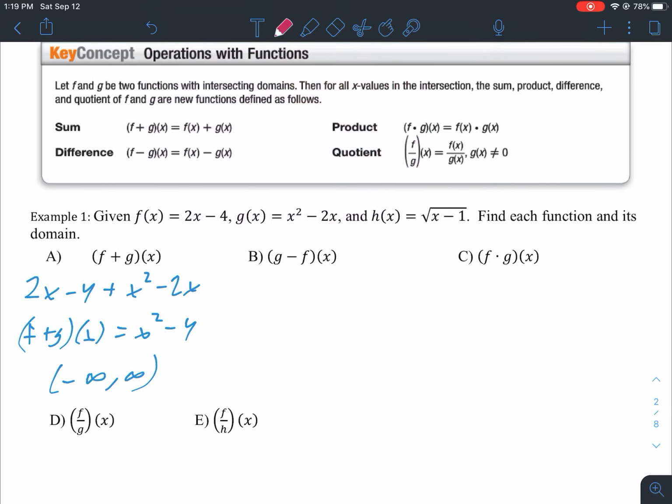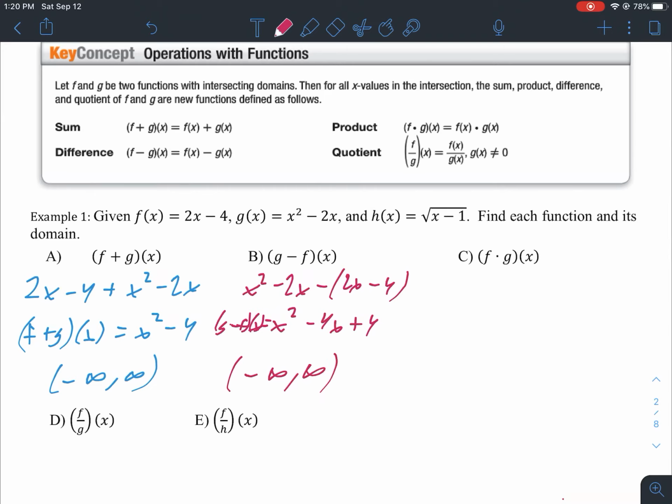The second one, we're taking g and subtracting f. So g minus f. Make sure you put f in parentheses there, or you might forget to distribute the negative sign. Sorry, that's supposed to be 2x there. So we have x squared minus 2x plus 4, so x squared minus 4x plus 4 is g minus f of x. Once again, g and f both have domains of all real numbers. g minus f is just a parabola, so it would also have a domain of all real numbers.